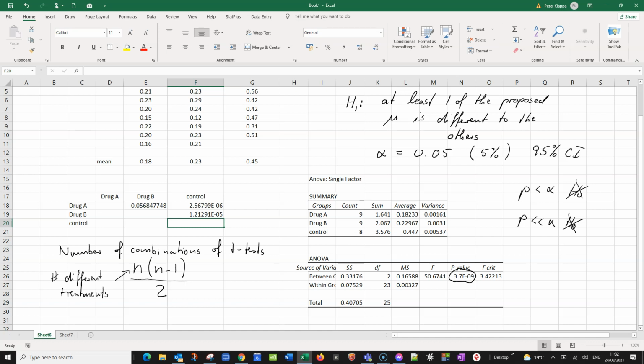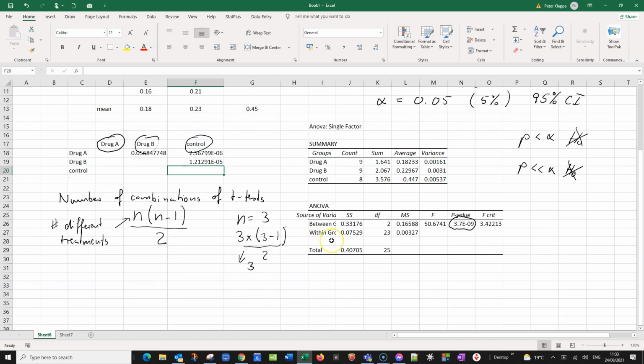So in our case, our n would be 3 because we've got 3 different treatments, namely drug A, drug B, and the control. So this is n equals 3. We can easily calculate that. For n equals 3, we have 3 times (3 minus 1) divided by 2, and that would give us a total of 3 different t-tests.